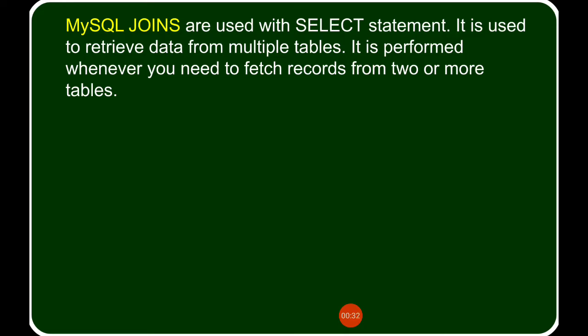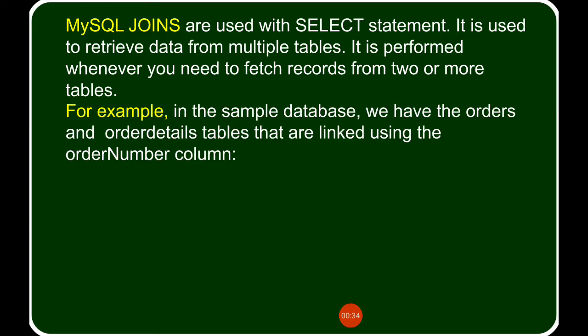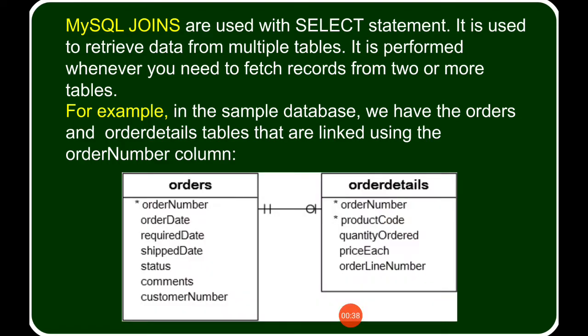For example, in the sample database, we have the orders and order detail tables that are linked using the order number column. So one column is in common in both the tables, that is order number. So with the help of a common column, we can create a join between two or more tables.